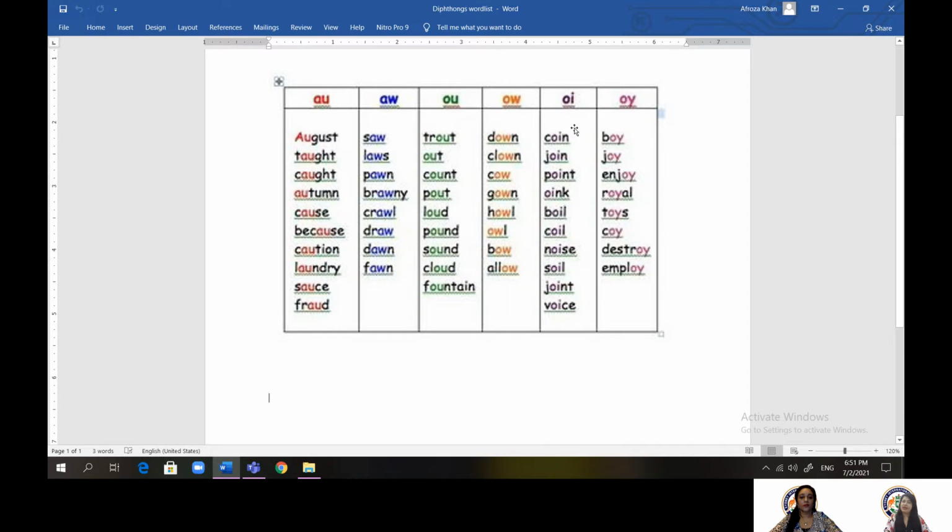And oi, like o and i together, make the oi sound, like coin, join, coil, boil, and all of these in purple writing are diphthongs. And the last one is boy, joy, enjoy, royal, toys, destroy, employ. So oi is the diphthong. Just to give you a little clue, I think diphthongs we usually teach in grade 1 and grade 2. Okay, so that's a little bit of sharing about this.